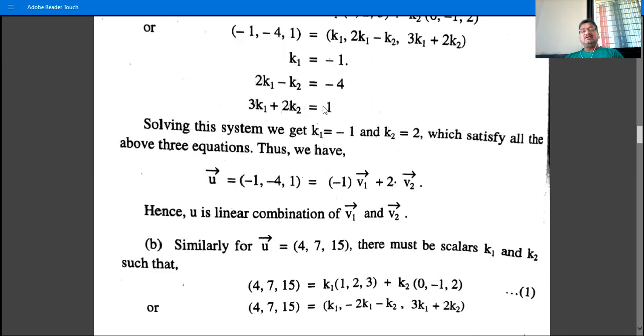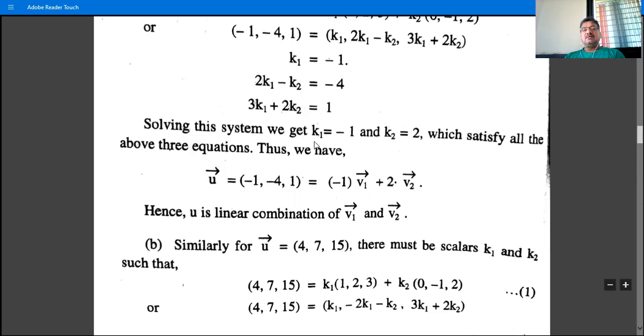We can solve this system by using the Gauss elimination method. That is, write the augmented matrix and convert the matrix to echelon form. If the rank of A is equal to the rank of the augmented matrix, then we say the system is consistent. Then find the values of K1 and K2 by rewriting the equations.